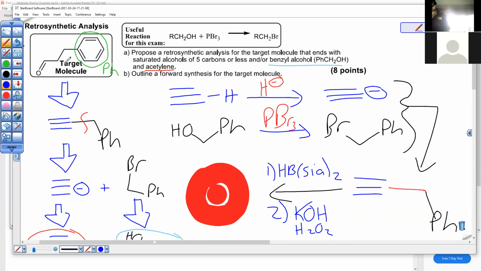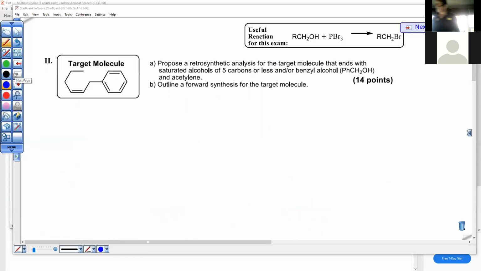If your target was a ketone right here instead, then the only thing that changes is this last reaction. You'd use the oxymercuration reaction. You'd use mercury 2 sulfate, water, and sulfuric acid, and you'd get a different target with a ketone right here on the second carbon. Look for examples of that. You will see many on exams. Okay, so this is an 8-point retro, and I took the larger one and moved it over here. You must still use this useful reaction over here.